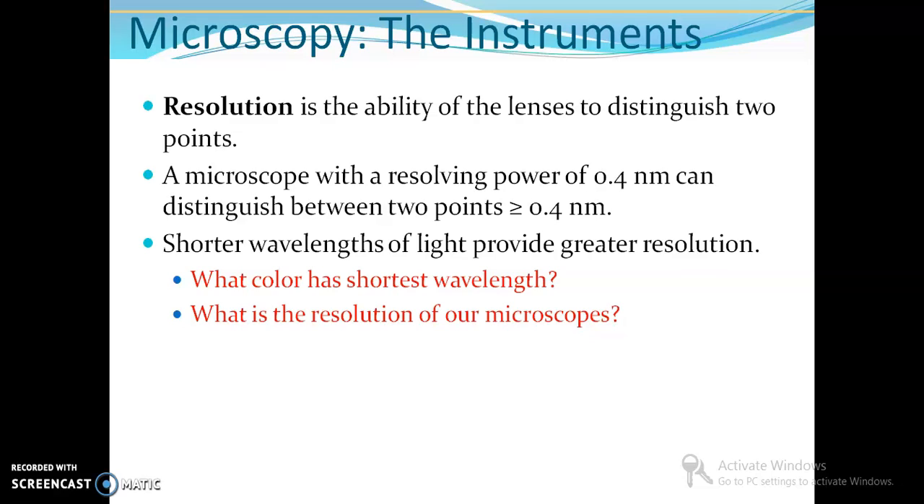Shorter wavelength of light provides greater resolution. These are some points we have to keep in consideration whenever we are using the microscope. So this is the task for you: first, what color has the shortest wavelength? And second, what is the resolution of our microscope? Whatever microscope we use in our laboratory, you have to find its resolving power.